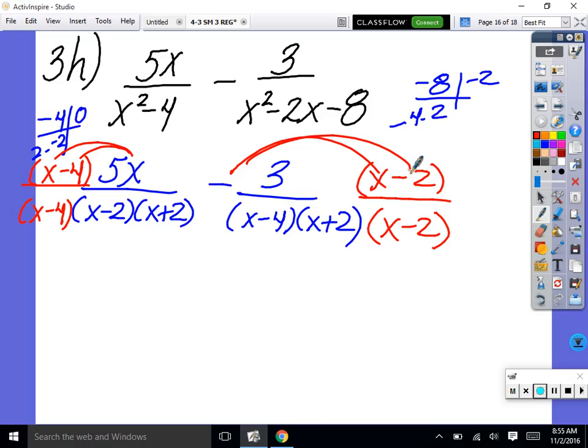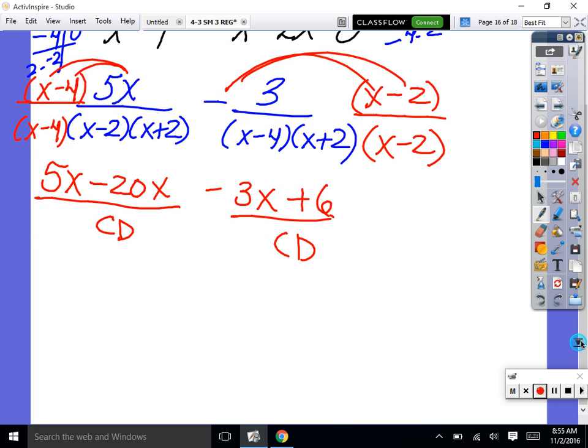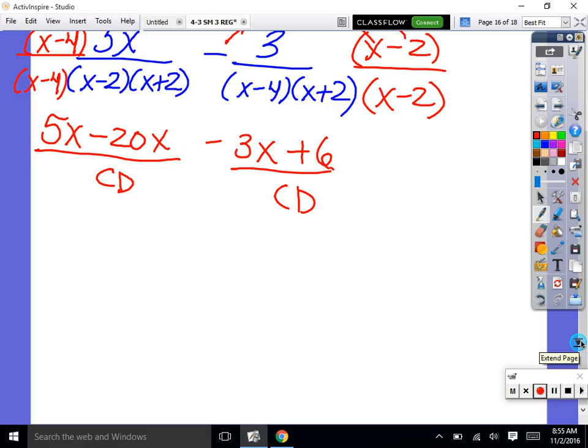Keep going? Okay, 5x squared minus 20x, right? All over the common denominator. I don't want to have to rewrite that again. Does everybody understand? Then we have negative 3x. I'm going to distribute the negative through, plus 6, all over the common denominator. So now, can't we just combine like terms on top? So we have, oh, wasn't this 5x squared?